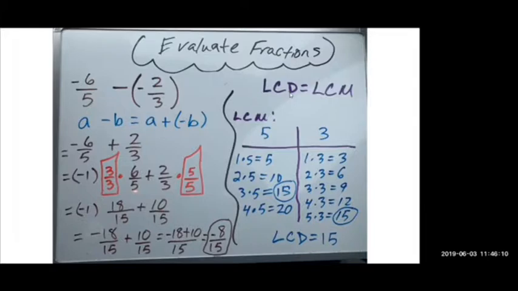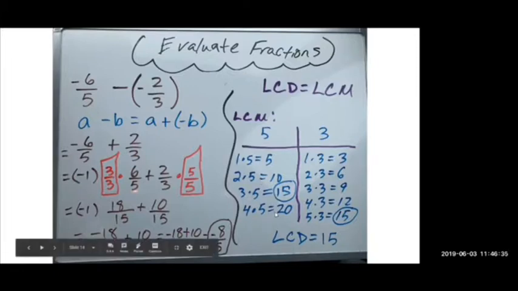Lowest common denominator is the same as lowest common multiple. So to find the lowest common denominator, I'm going to find the lowest common multiple of the two denominators, 5 and 3. So I create a table over here. And I'm going to multiply the counting numbers times the denominator of 5. 1 times 5 is 5. 2 times 5 is 10. 3 times 5 is 15. 4 times 5 is 20. I'm looking for commonality.